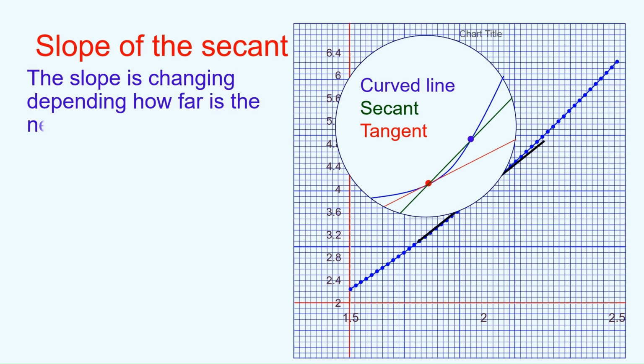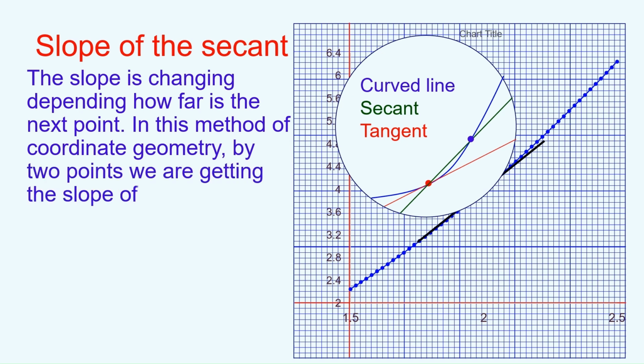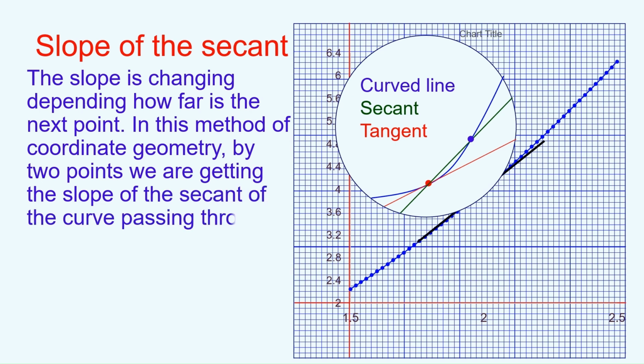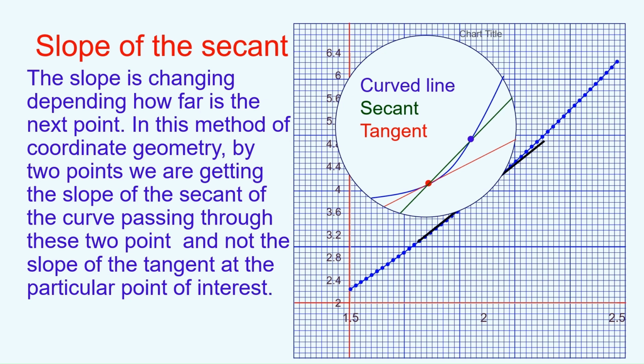Slope of the secant. The slope is changing, and it depends on how far the next point is. In this method of coordinate geometry by 2 points, we are getting the slope of the secant of the curve passing through those 2 points, and not the slope of the tangent at the particular point of interest. Now we move to the derived function.